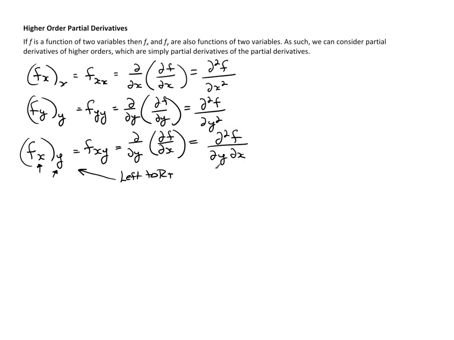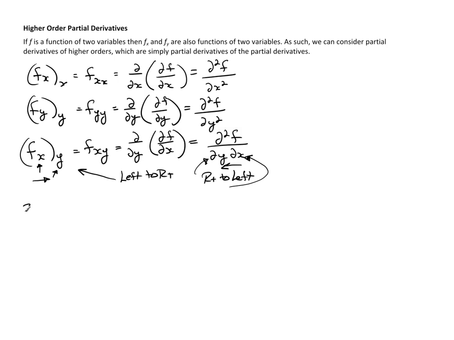This one, you're going to be reading right to left. This is saying find the partial with respect to x first, then once you found that, find the partial with respect to y. So that's going right to left. This is going left to right. So make sure you understand the order in which you could be taking these derivatives.